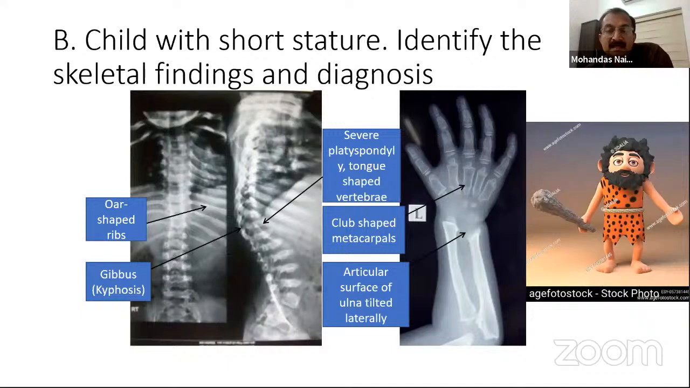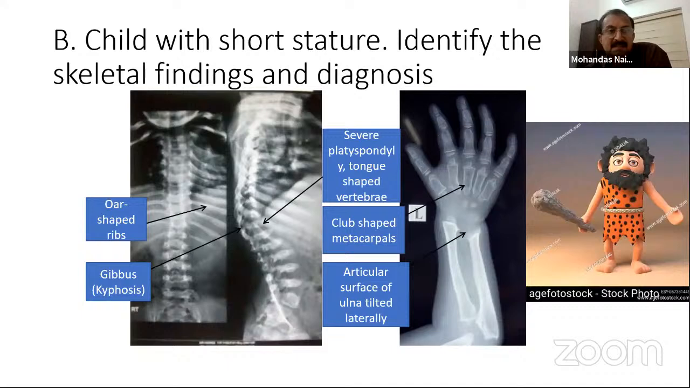And in the X-ray of the hand, you can see, posteriorly, sorry, the club-shaped metacarpals. When you say club, it is something like the club shown in the picture. The place where you hold it is narrow. So, club-shaped metacarpals. And the articular surfaces of the radius and ulna face each other to form something like a V shape.